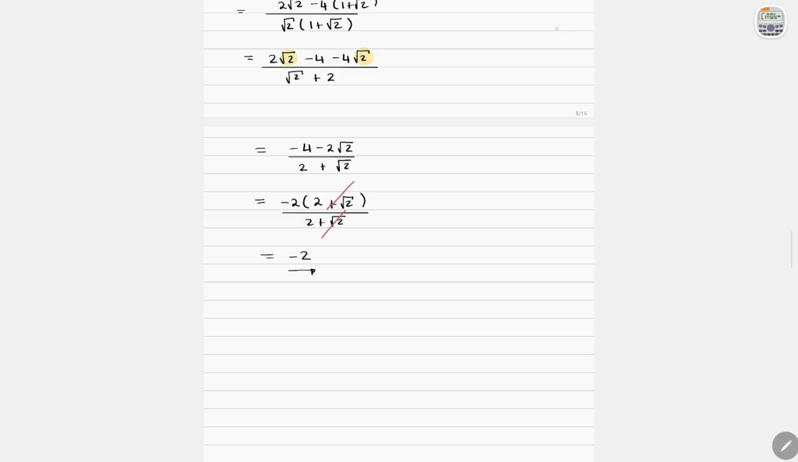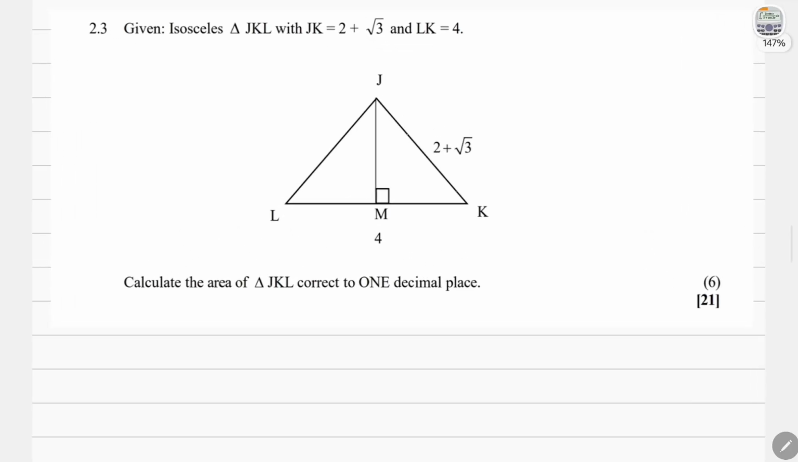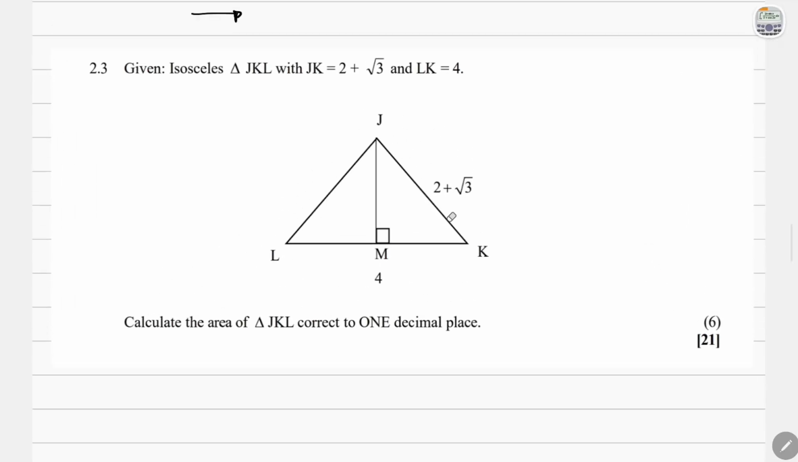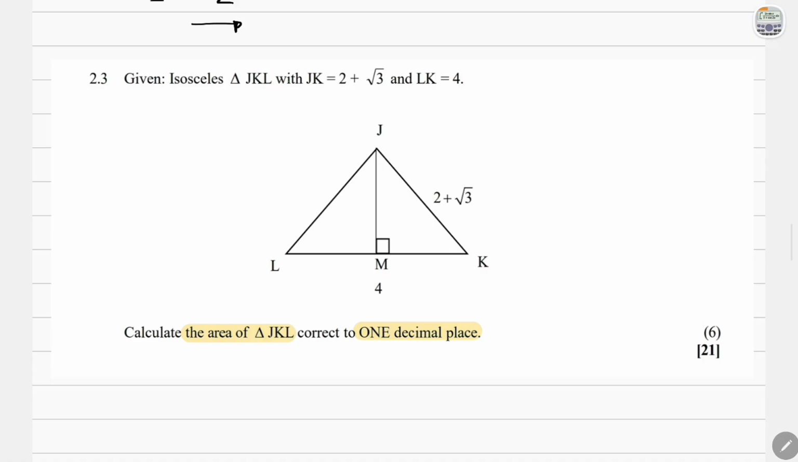Moving on to the next question. Question 2.3 says, given isosceles triangle JKL with JK being 2 plus root 3 and then LK being 4, calculate the area of triangle JKL correct to 1 decimal place. Okay, so they say this triangle is an isosceles triangle. They didn't really specify which lines are equal, but it seems like they mean these two.